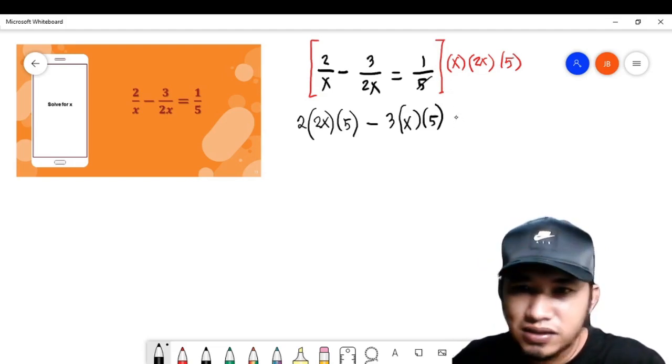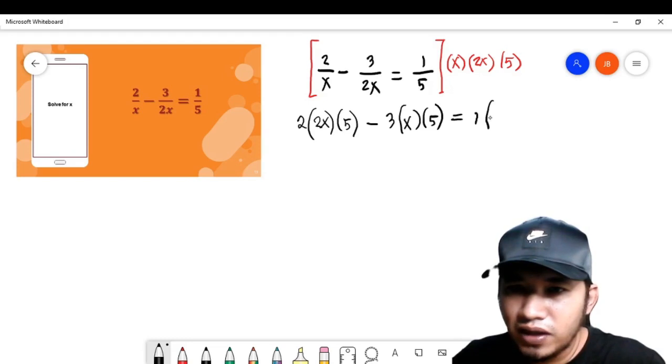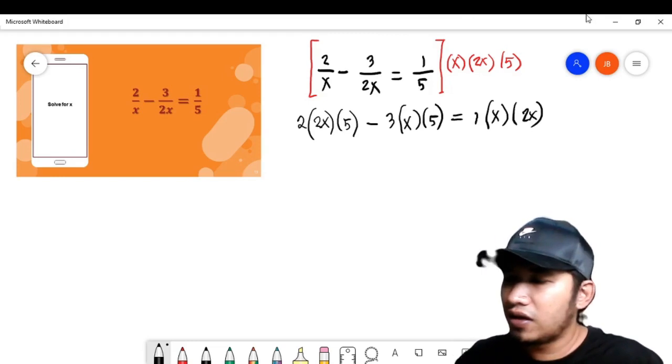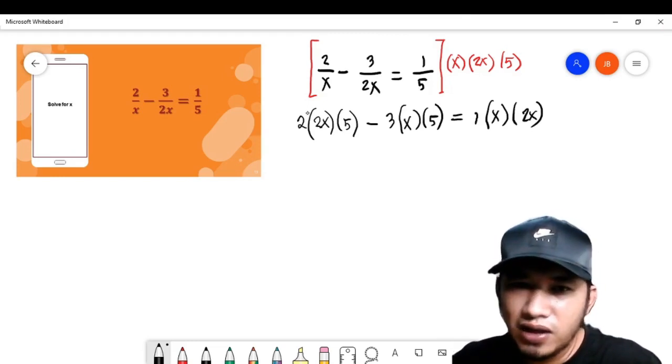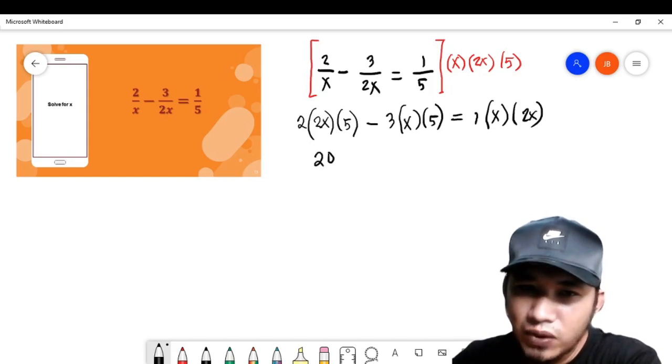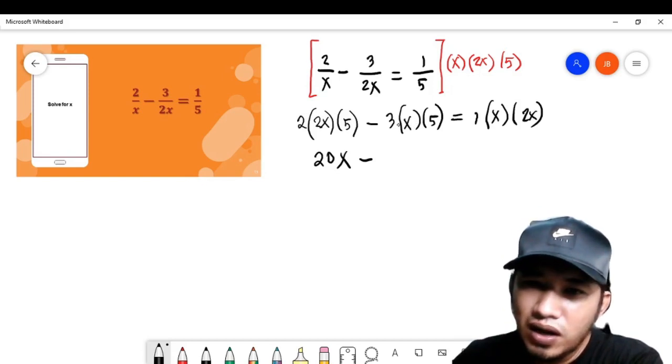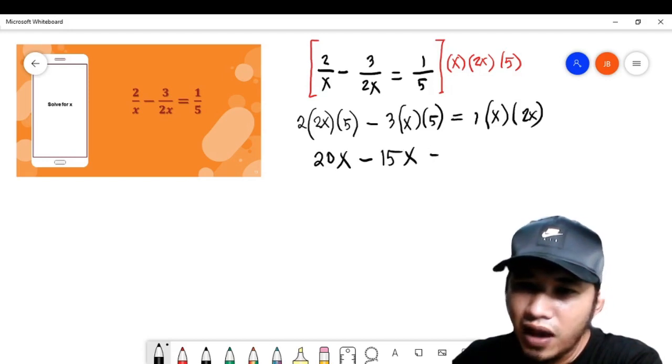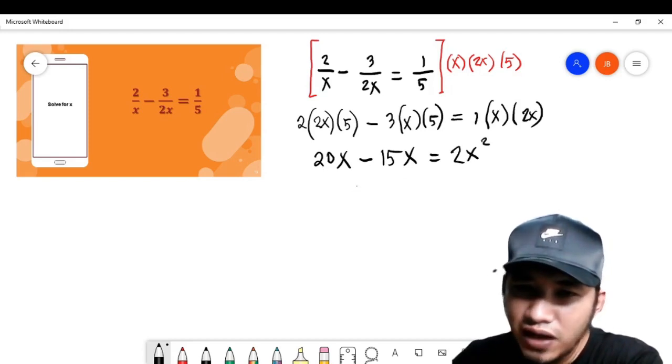That is equal to 1 multiplied to x and 2x. Ayan. So, simplify. 2x times 2x, 2 times 2x is 4x times 5 is 20x. Minus 3x multiplied to 3 multiplied to x is 3x, multiplied to 5 is 15x is equal to 1 times x is x times 2x is 2x squared. So 20x minus 15x will give you 5x is equal to 2x squared.